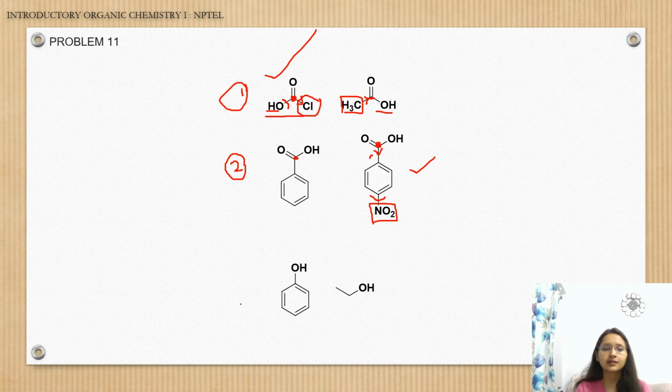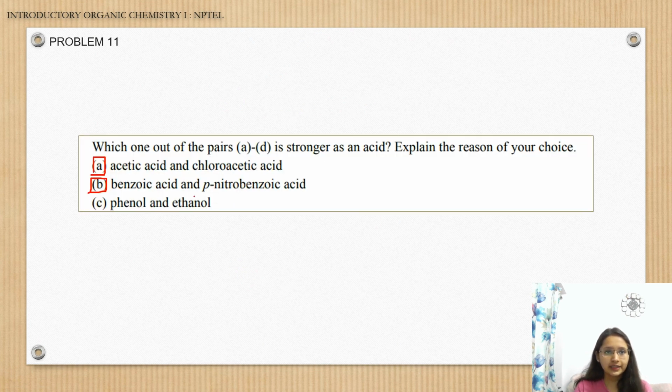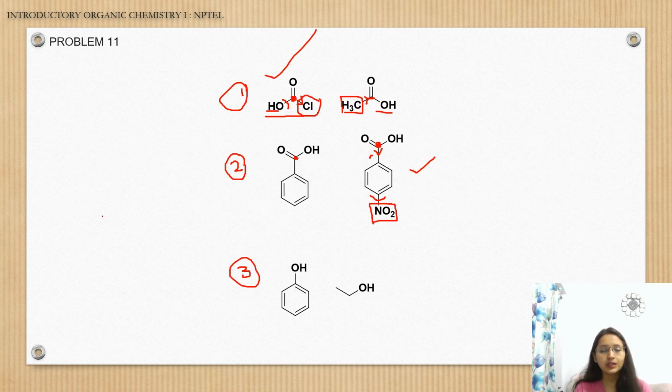So the answer for the first is chloroacetic acid, and the answer for this is para-nitrobenzoic acid. But now you are coming to part C. They are comparing phenol and ethanol. If you are comparing phenol and ethanol, what will you see? Whether the oxygen anion which is generated here will be stabilized or not. In the case of the phenoxide ion, it is stabilized due to delocalization.